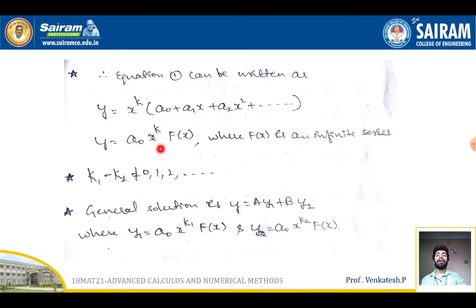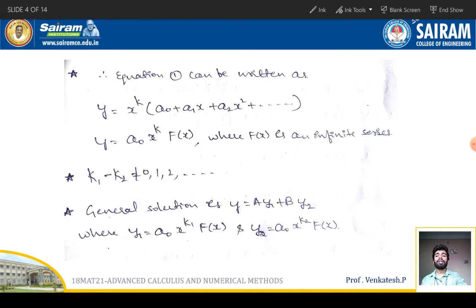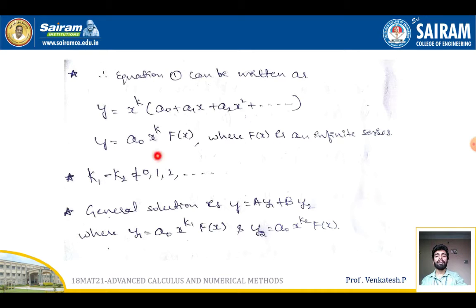Now for the general solution, the general solution of y will be given as a y1 + b y2, where y1 is a0 x^(k1) f(x). Since we have two roots here, one root is k1, and for the other root, y2 is equal to a0 x^(k2) f(x).